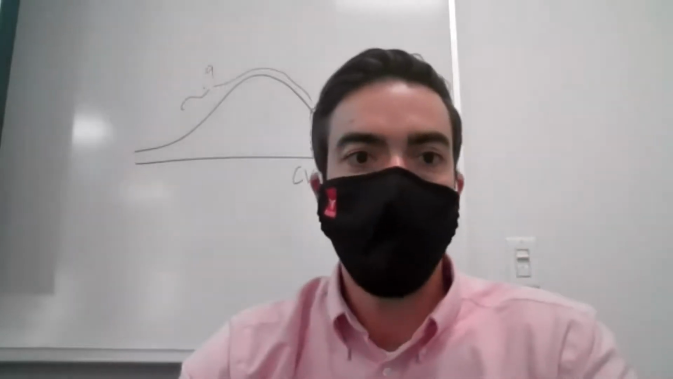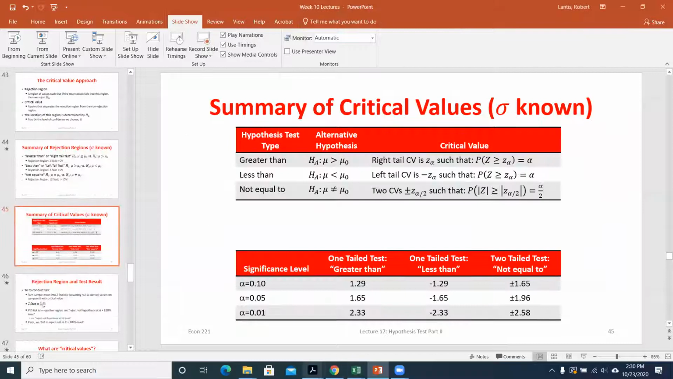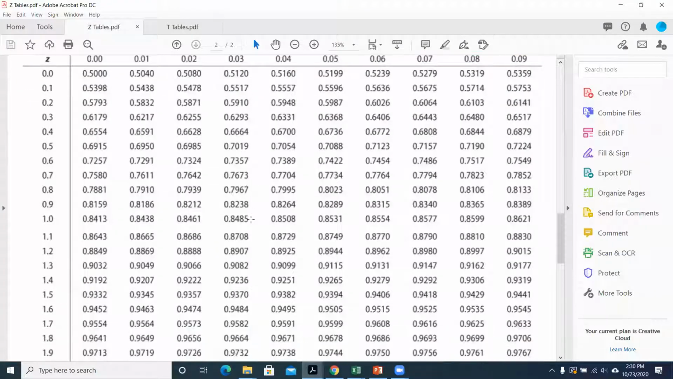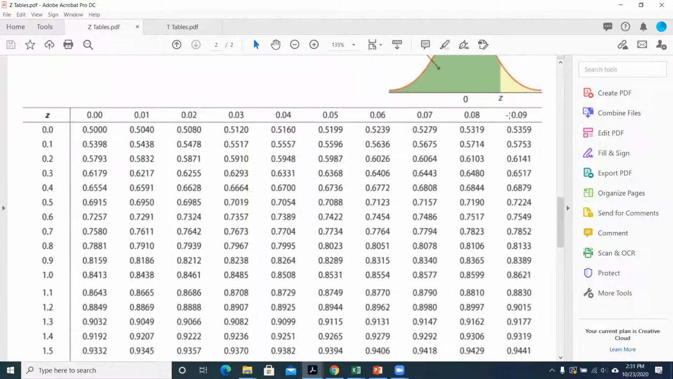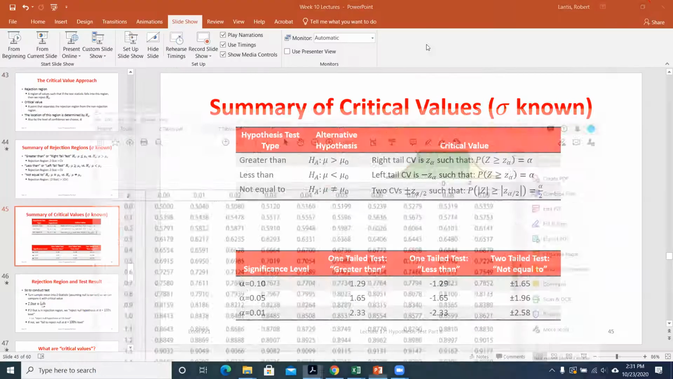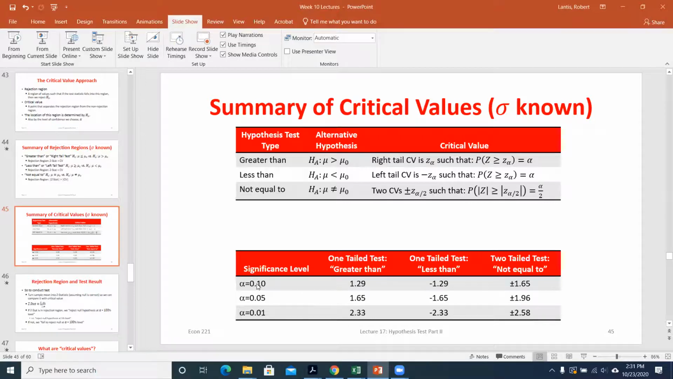So I'll go to my standard normal distribution and look up the area of 0.9. It's in between these two values, 1.28 and 1.29. Just like with confidence intervals, if you're doing this by hand and you're in between two values, take the higher of the two. So 1.29. So if we look up that alpha of 0.1 for a right-tailed test, 1.29. And if we look up the same alpha and it's the same type of test, we're always going to find 1.29.